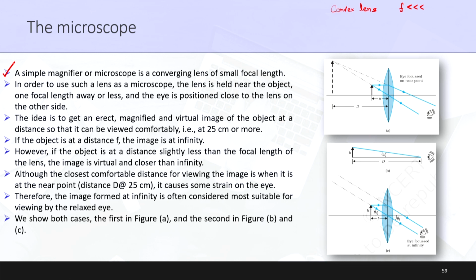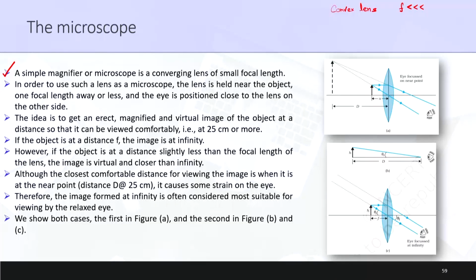Next thing is, in order to use such a lens as a microscope, the lens is held near to the object. As you may have used a microscope also, whenever you try to view any very small thing, you put it on the sample, you put glycerin on it, you put the small box, and then you keep the microscope very near to it, and try to view it through the lens. So, in order to use such a lens as a microscope, the lens is held near the object, one focal length away or less, and the eye is positioned close to the lens on the other side.